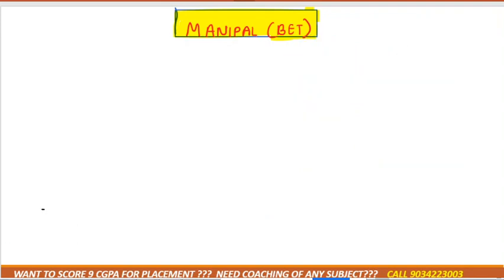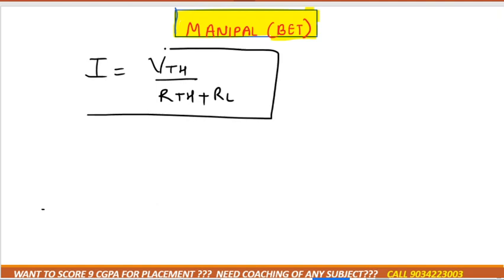So in the last, you have to apply the formula I is equal to VTH divided by RTH plus RL. Okay, we calculated VTH, we calculated RTH, RL is already given as 10 ohm. We just need to substitute the values to get the current, right?